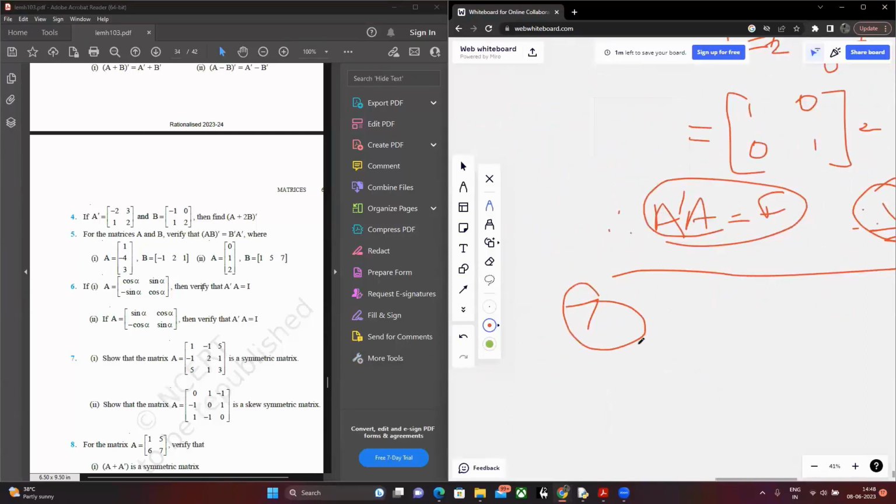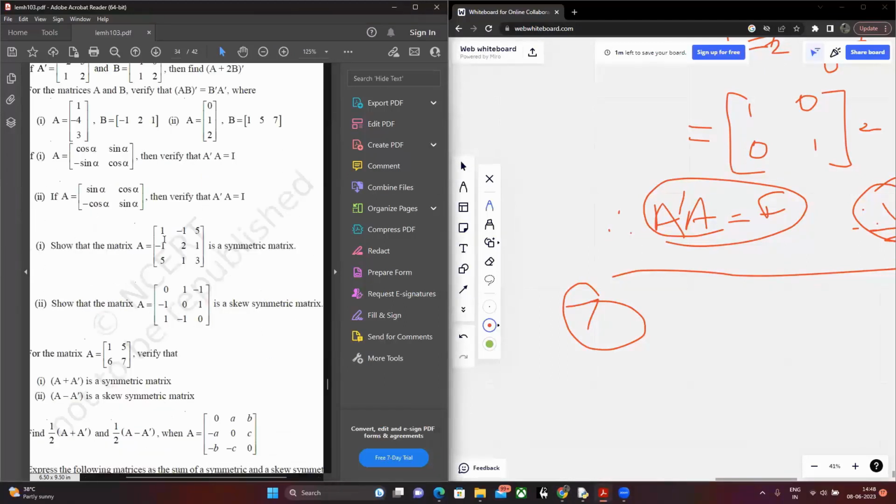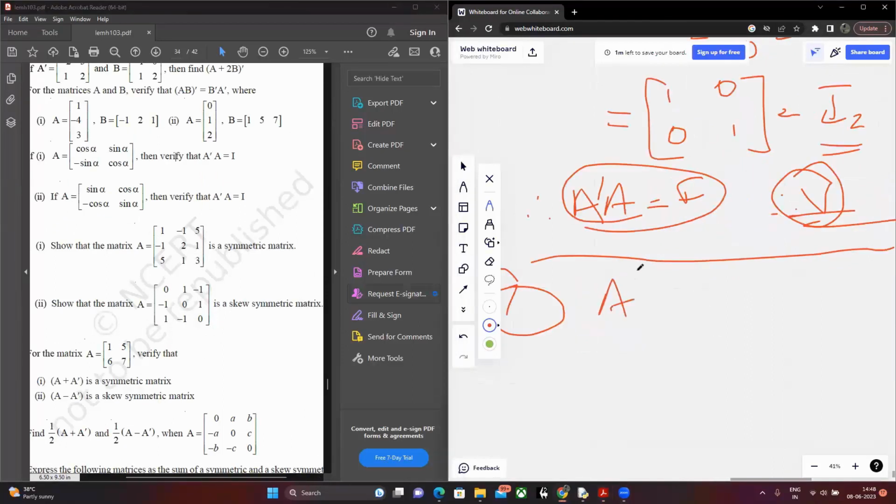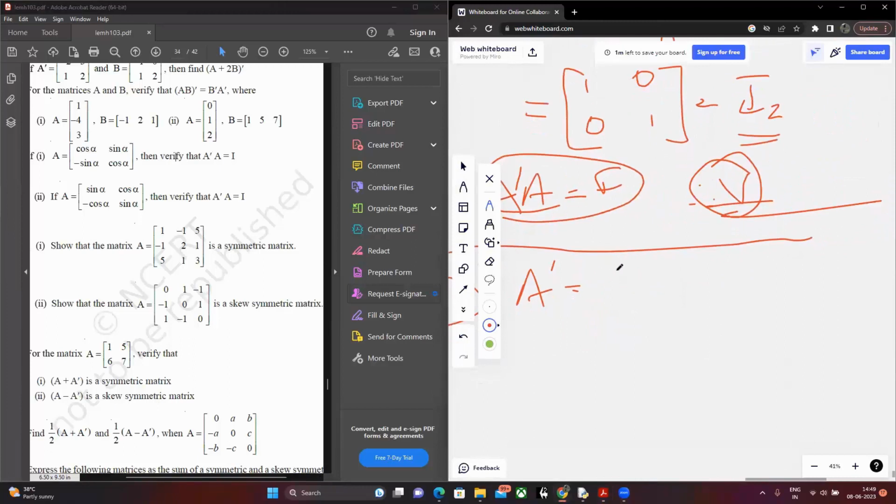All right. Question number 7. So the matrix A, remember the definition of a symmetric matrix, that A transpose is going to be equal to A. So you have the matrix 1, minus 1, 5, minus 1, 2, 1, 5, 1, 3. Since A is given, I'll just take A transpose. That is going to be equal to 1, minus 1, 5. This is going to be minus 1, 2, and 1. This is going to be 5. This is going to be 1. This is going to be 3.